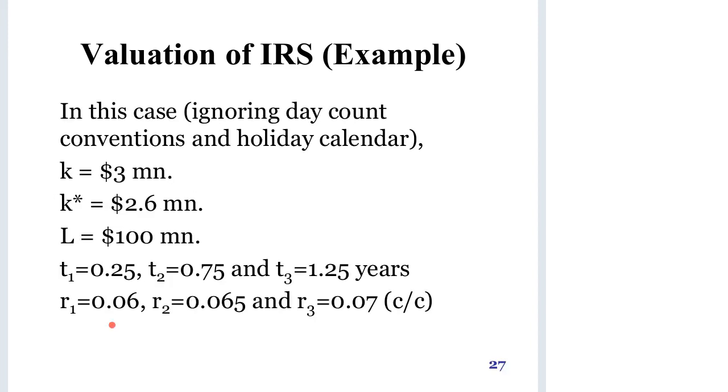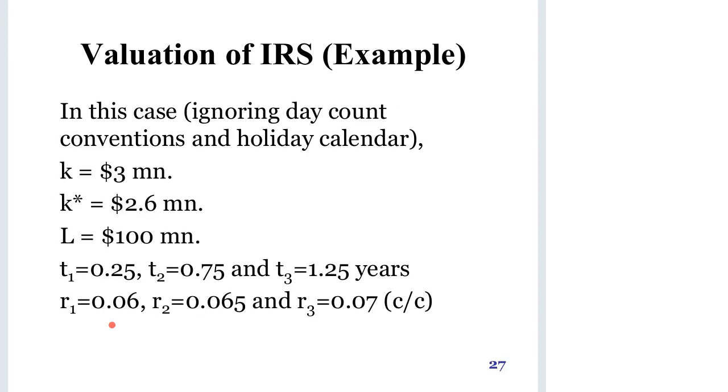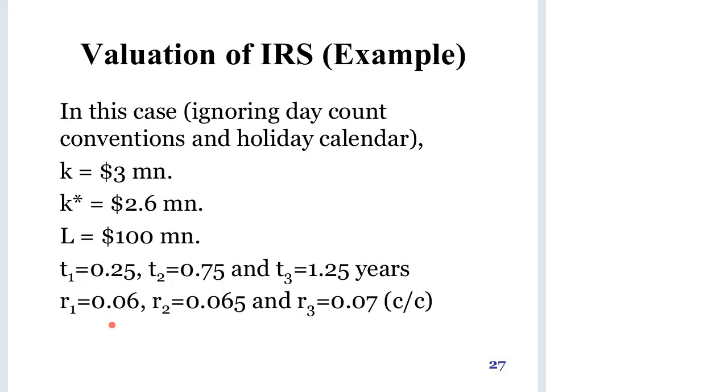Let's ignore day count conventions and just take the same thing. How much is K? How much is the exposure? The financial institution pays 6%, semi-annual compounding on 100 million. So it is 6 million annual, so 3 million semi-annual. So the payment K is 3 million. What is K star? K star is the payment on the floating rate side. The last value was 5.2%. That is what you are supposed to pay. So 5.2% divided by 2 times 100 million is 2.6 million. The face value is 100 million.